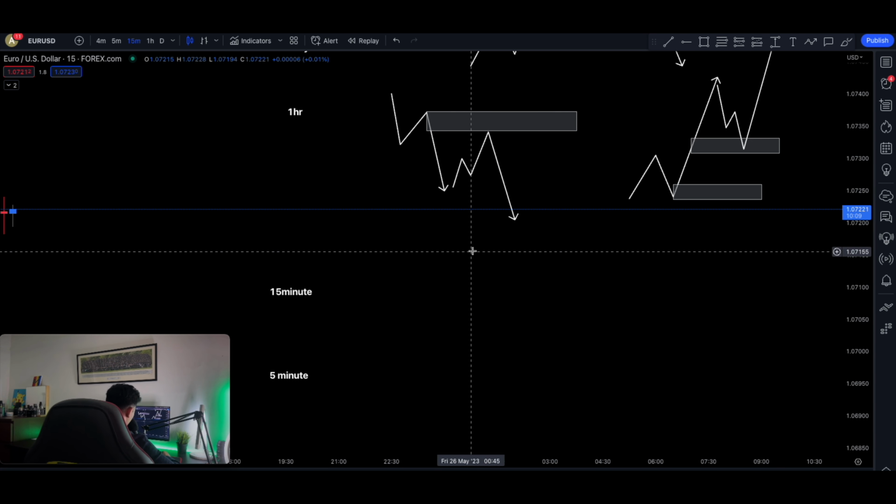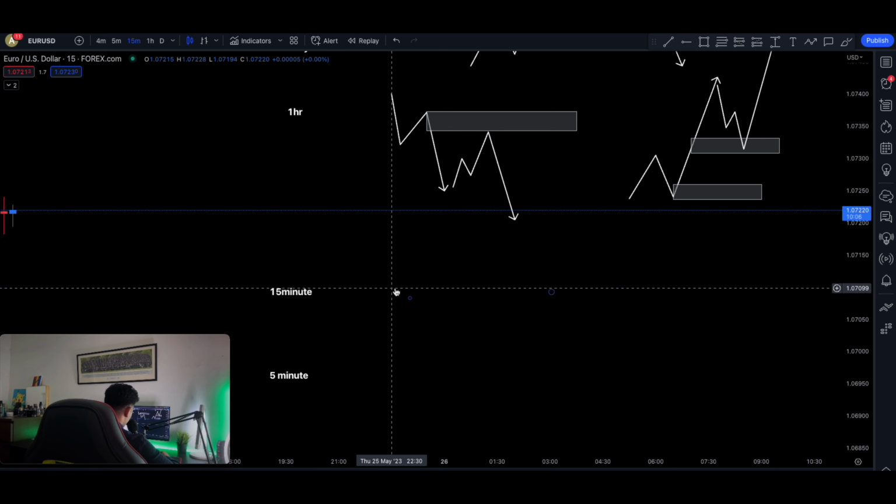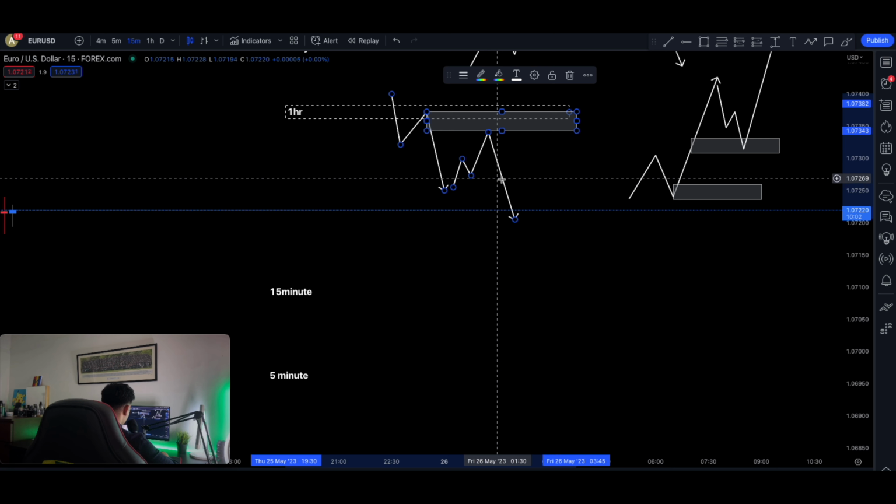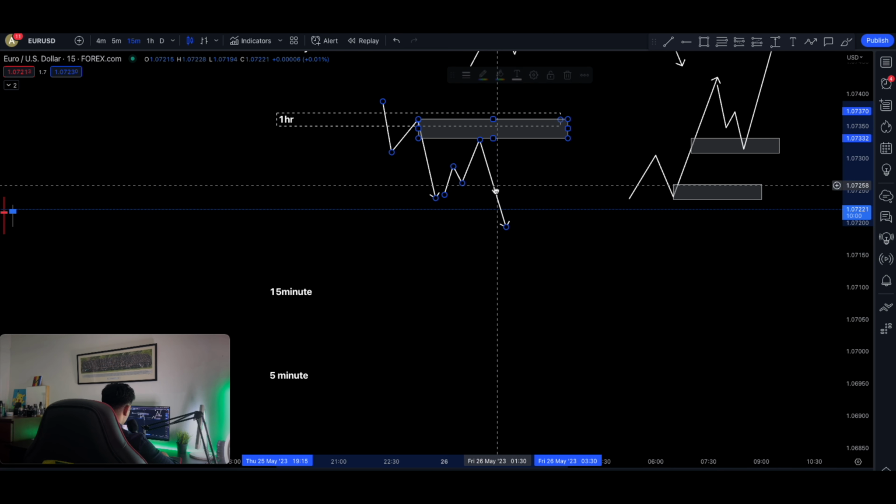On the 15 minute, it's pretty much the same. We're just going to be looking for fair value gaps on the 15 and price to trade into it and then go down. So I could basically just copy this. Okay, it's not going to copy.